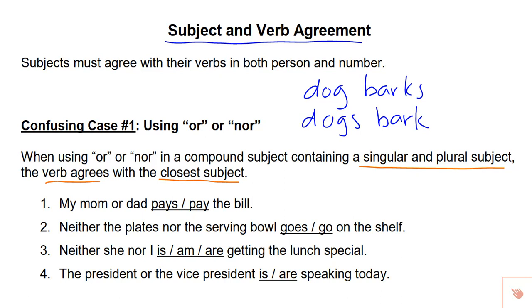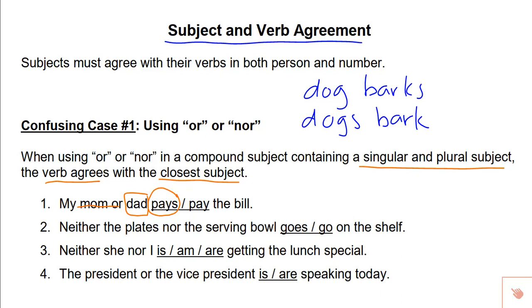In the first example, my mom or dad, we're choosing between pays or pay the bill. The closest subject to the verb is dad. So essentially we can ignore mom or. Let's try reading it again. My dad, oh, now it's obvious, pays the bill. If we read the original sentence again, my mom or dad pays the bill, it might sound a little strange, but I promise it is grammatically correct.